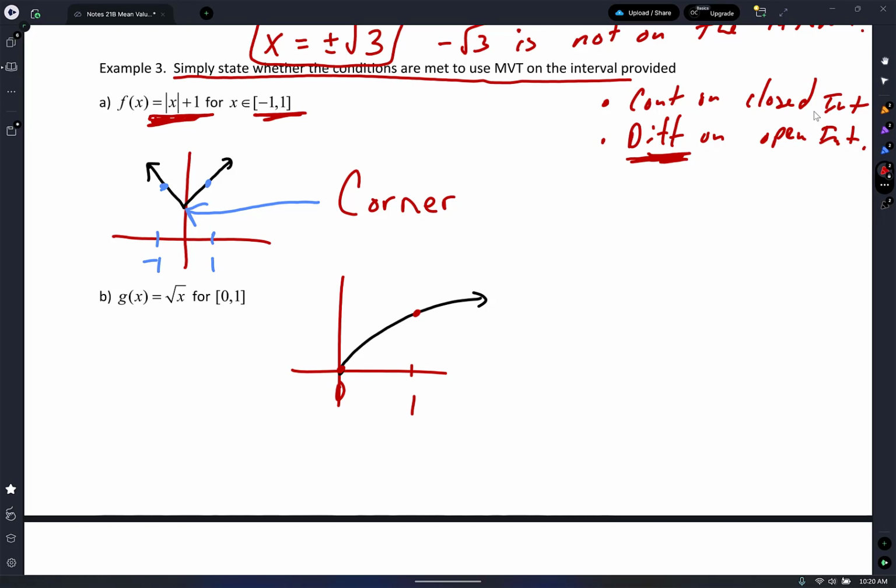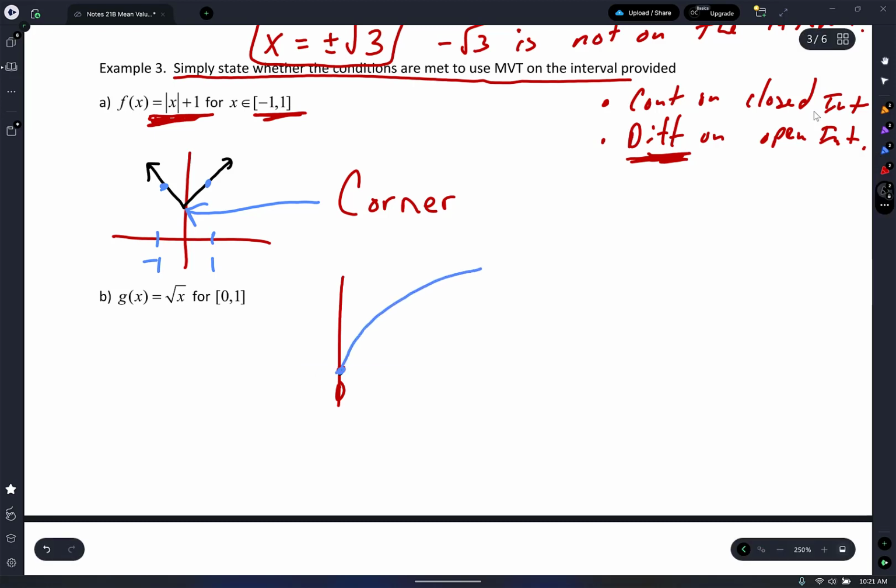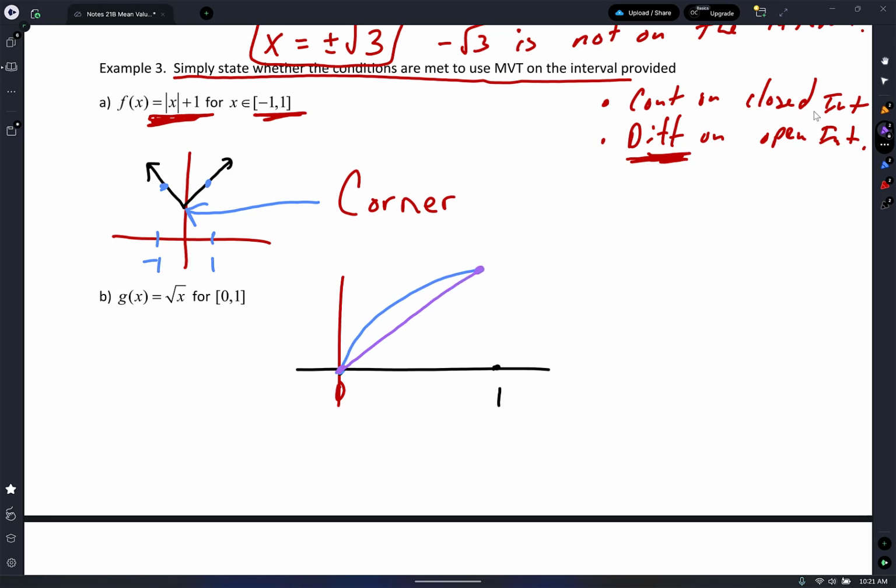Cool or not cool? While we're at it, let's figure this out. Let me exaggerate my curve and zoom in. I'm going to call that point right there number 1. So here's my average rate of change. The line is not the average rate of change. The slope of that purple line is the average rate of change. Are we okay? It's f of 1 minus f of 0, divided by 1 minus 0.